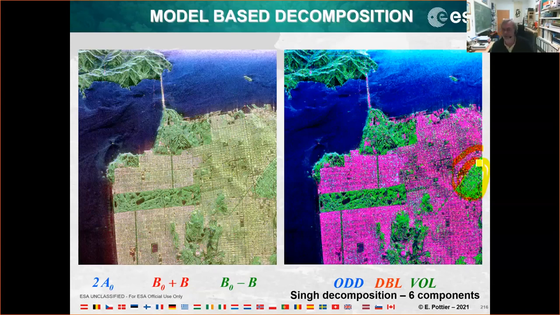So that is something very nice. Usually when I get a new decomposition, I immediately apply it on this kind of image, and we can conclude immediately on the efficiency of the decomposition.